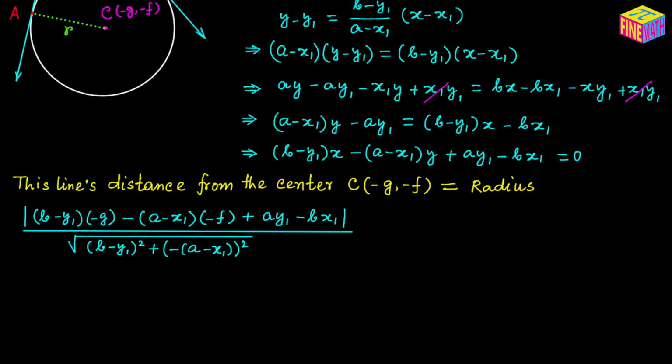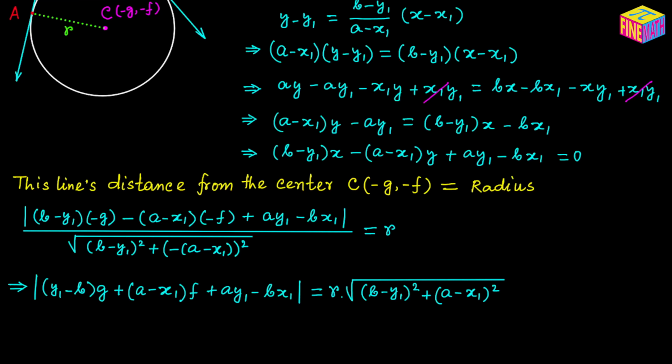And obviously this distance is equal to the radius of this circle. So we can write it as being equal to the radius of the circle, lowercase r. Next, let's cross multiply the denominator onto the right hand side, then our equation is going to look like this. And then to get rid of the absolute value sign and the square root, we can take a whole square on both sides of this equation.